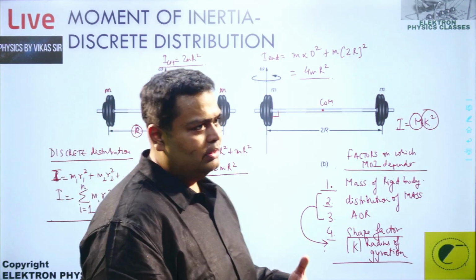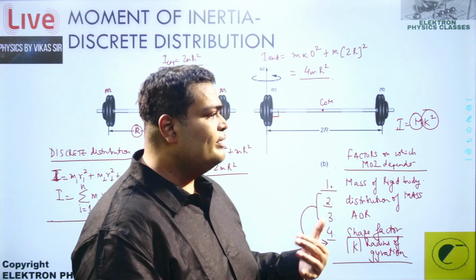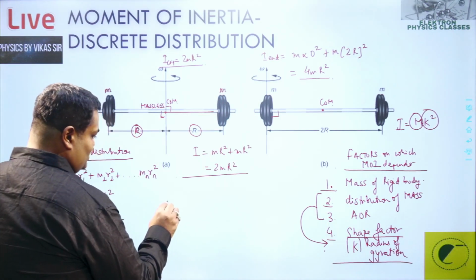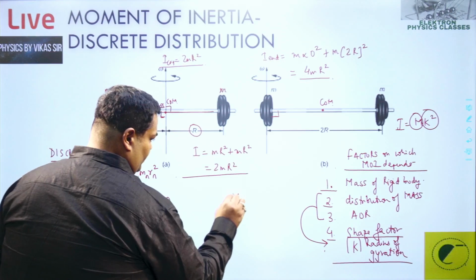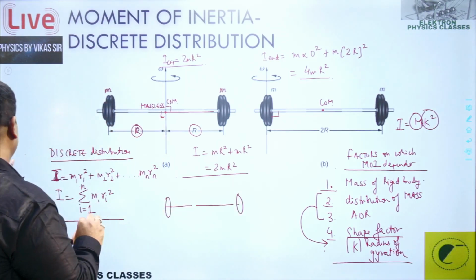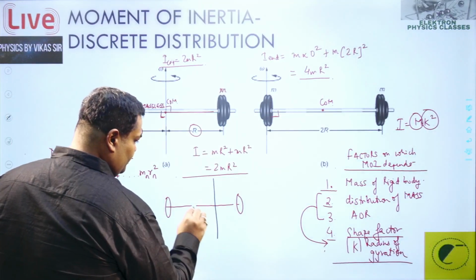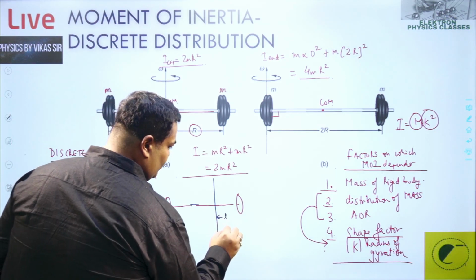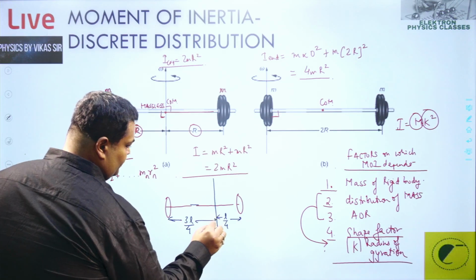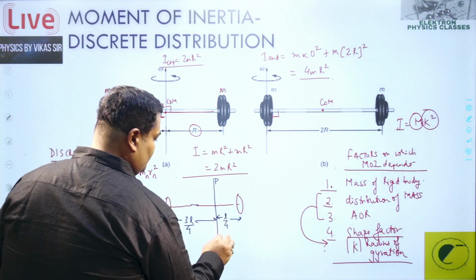In fact, if you pass the axis anywhere else, let's try. So I have these two masses, and let's pass the axis from here. Let's take the axis as this one, and this is at L by 4 from here, and 3L by 4 from here. Correct? And let's calculate the moment of inertia about this axis. Let's mention this as a PQ axis.